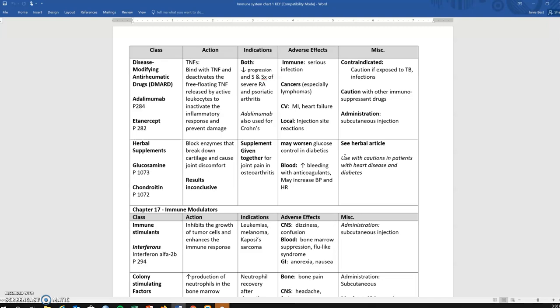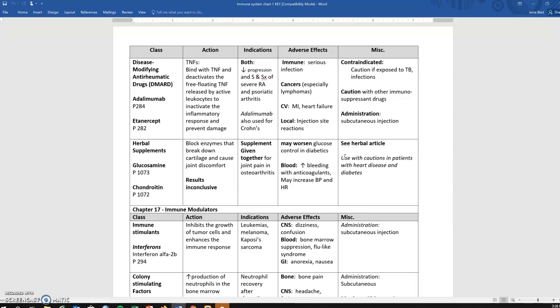Adalimumab is also used for Crohn's disease. The adverse effects will be immune response because they reduce the immune response in the body. They increase the patient's risk of serious infection.